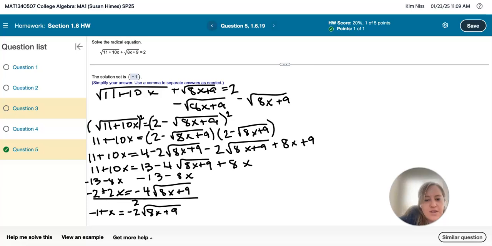Now your goal is to eliminate this radical on the right-hand side. So you're going to do the same thing. You're just going to square it.